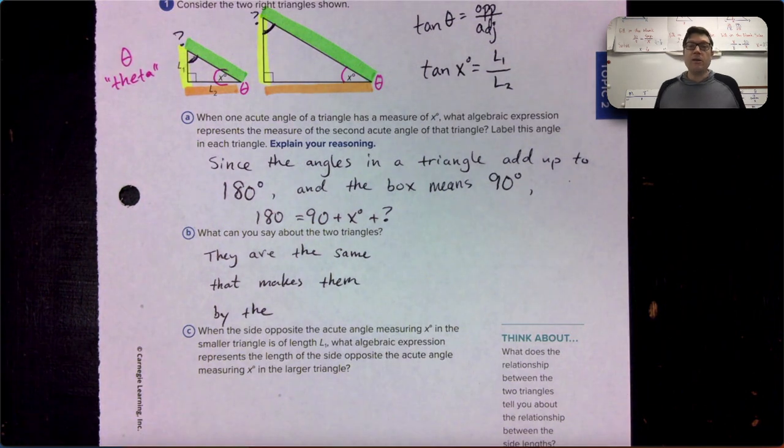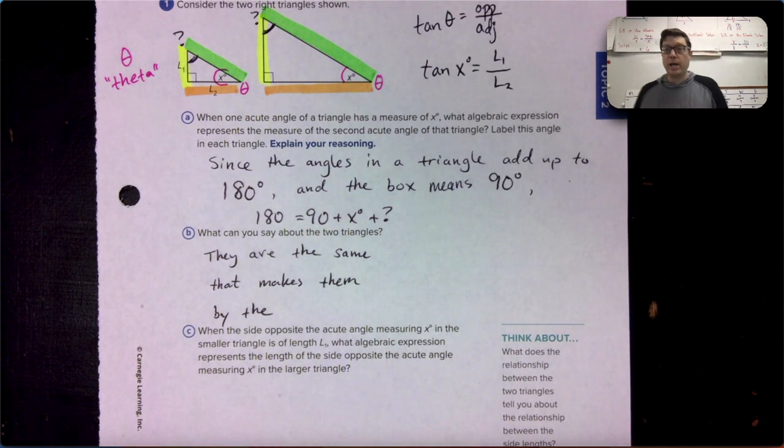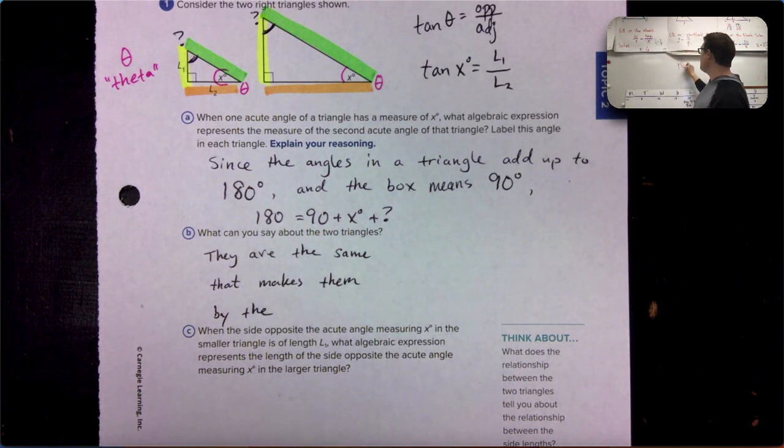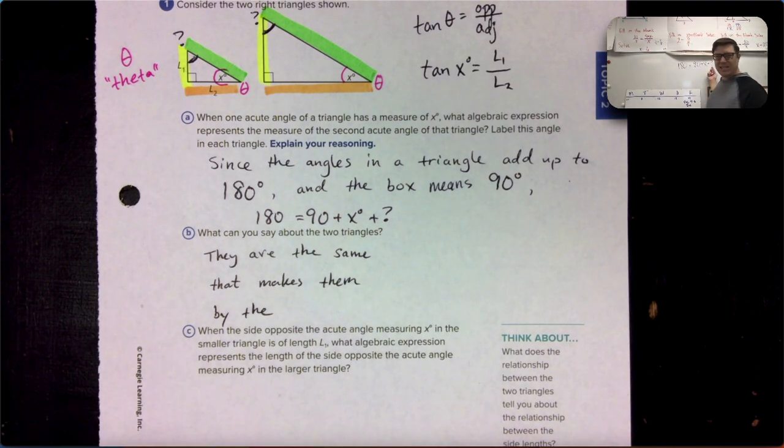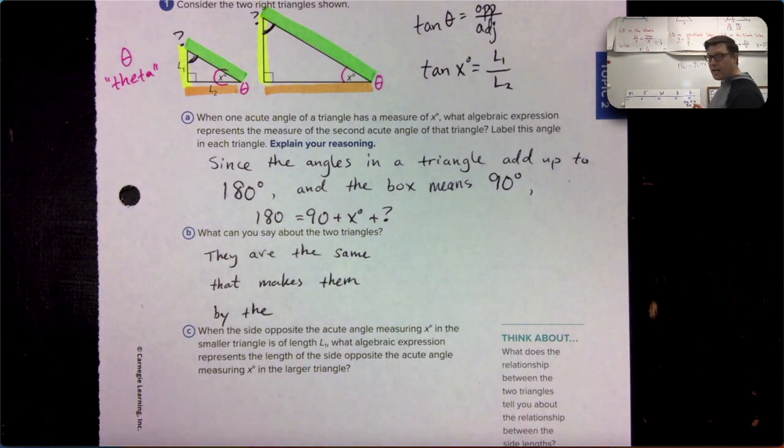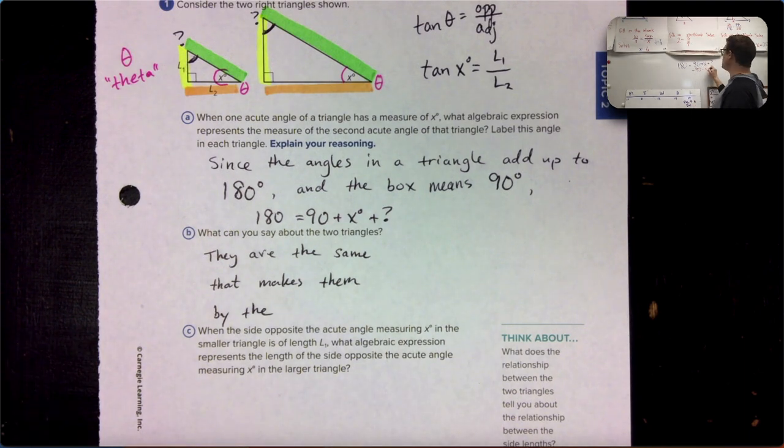Now, in order to figure out the value of the question mark, we subtract. It's like solving an equation. So if you have an equation where you have 180 equals 90 plus x plus question mark, to get the question mark by itself, we subtract. So I'm going to take away 90, take away x. What you do to one side of the equation, you do to the other.